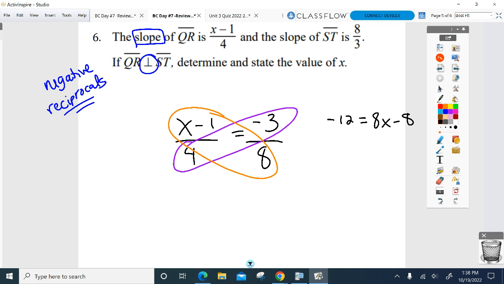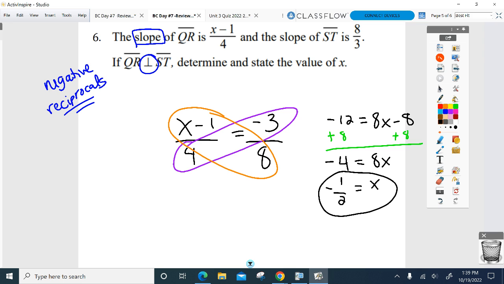And then here we go. Do your algebra. Add 8. Add 8. Negative 4 equals 8x. X equals what? Negative 1/2. There you go. Again, I replace that perpendicular sign with parallel. Yes, it would be equal to 8/3 instead.